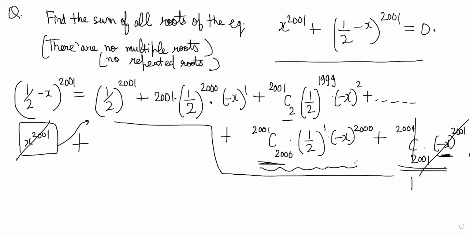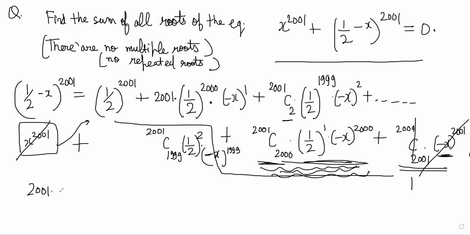And the polynomial's highest power is x^2000 here. We'll need one more term, sir. The previous term. We'll need maybe x^1999. So we'll get 2001C1999 (1/2)^2 (-x)^1999, right? So the highest power is coming from this, and let's simplify it a little bit. This is going to be 2001 into 1/2 into x^2000, and this term is the second term.